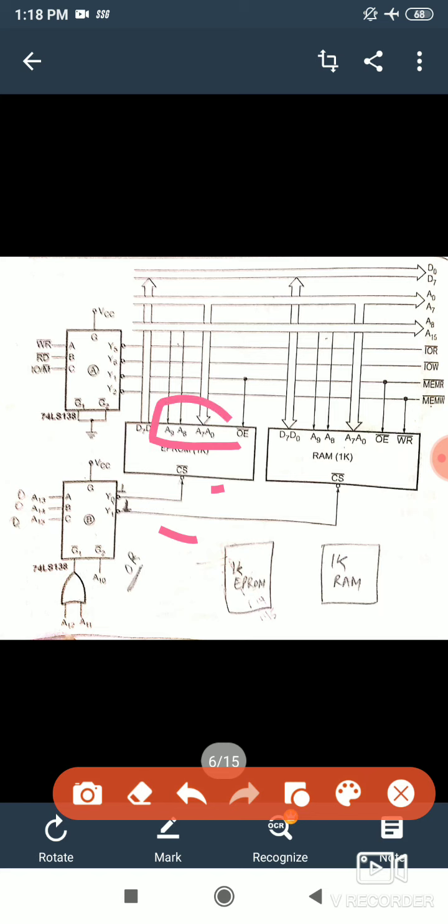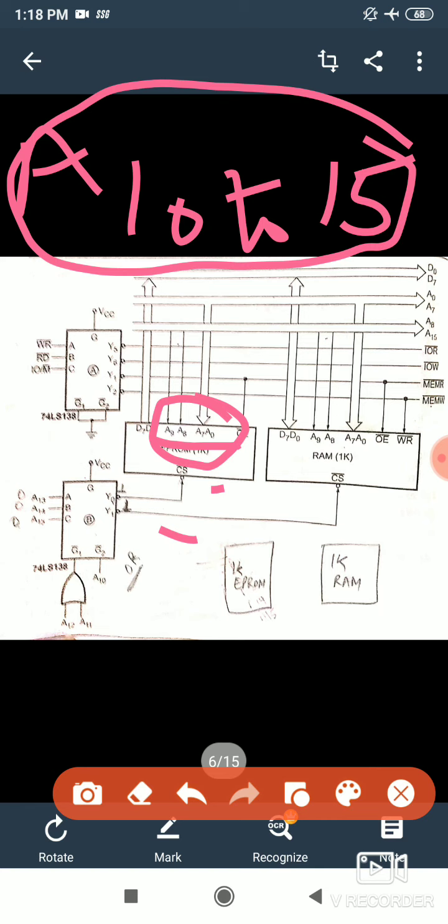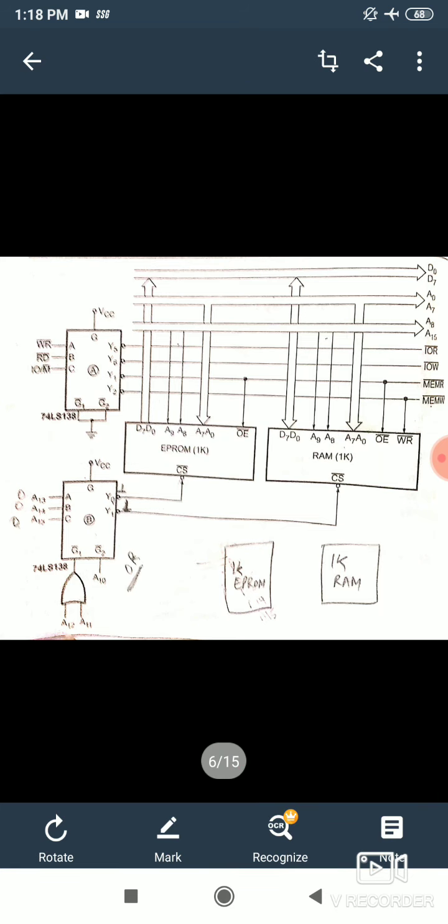So we have A0 to A9 for the internal decoder, and the remaining are A10 to A15. These address lines are used for addressing the chip select. For chip select we will use another decoder. Let us see this. This is the 3:8 decoder we have used here for the chip select. We can give an enable signal to 8 different chips.